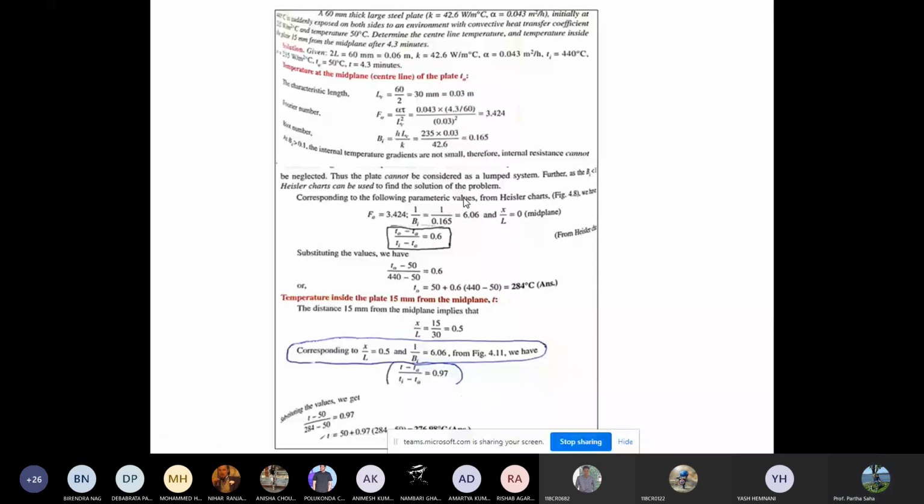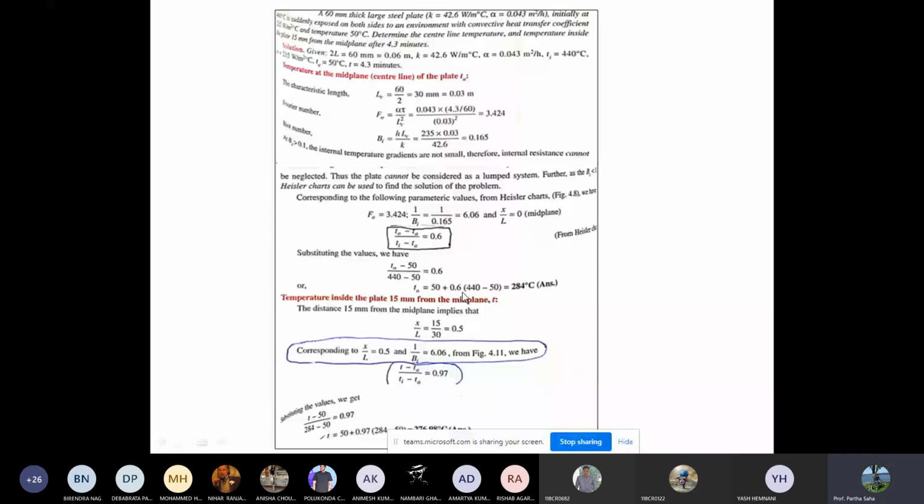So from the Heisler chart, Fourier number is given 3.424 and 1 over Biot number is 6.06. So these two parameters can be used for plate, and then x by L at midplane. From the Heisler chart you can see this is 0.6, that is T0 minus TA over Ti minus TA equals 0.6. That's why I circled this. So you are getting this from the Heisler chart, because these are the parameters given for the midplane. Now substitute this value, because the ambient temperature and initial temperature you know. If you put this, then the midplane temperature comes to 84 degrees centigrade, right? Because T0 is the midplane temperature.